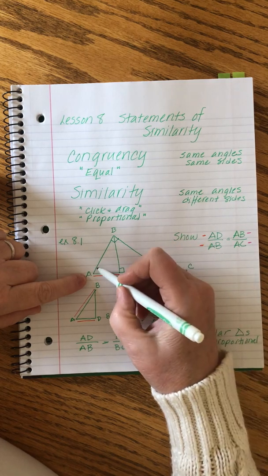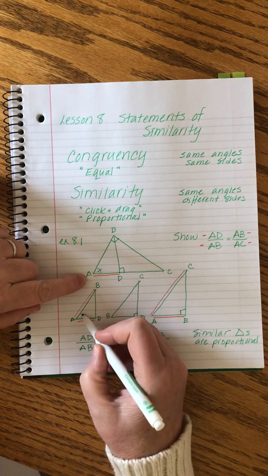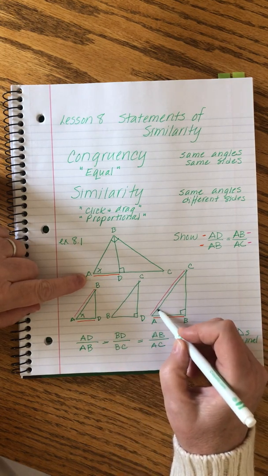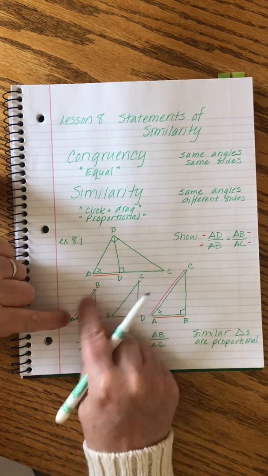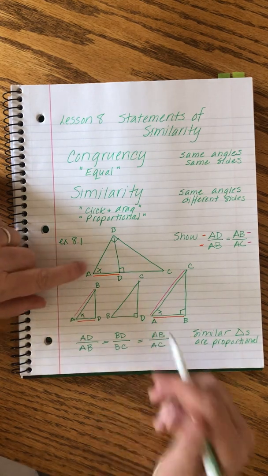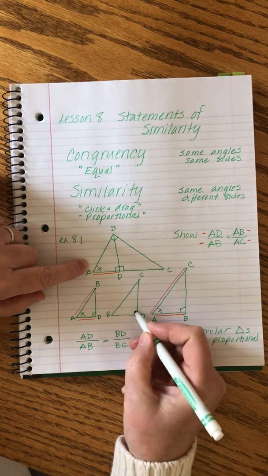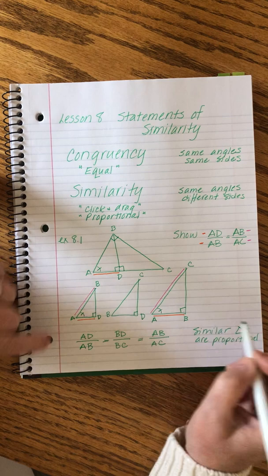This angle here is the same here as it is here, right? Angle A shows up in the large triangle as well as the baby triangle, so we can mark those two the same. We also know that this is a right angle. That's a right angle. That's a right angle. So they all have that in common.